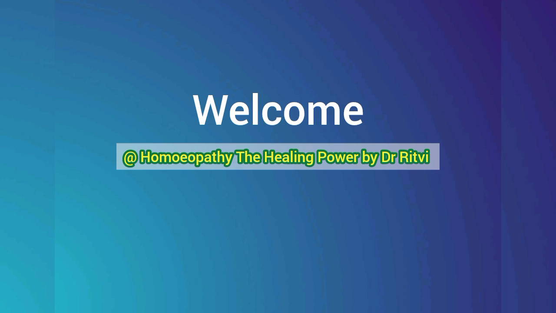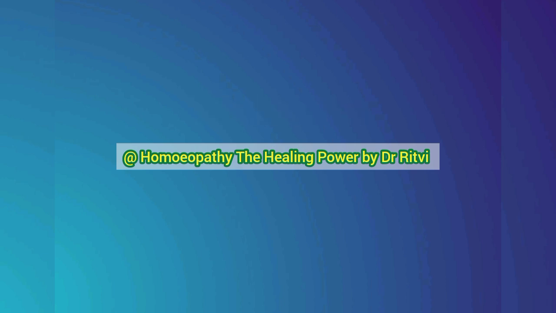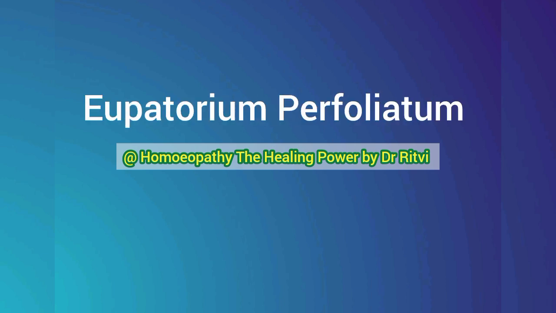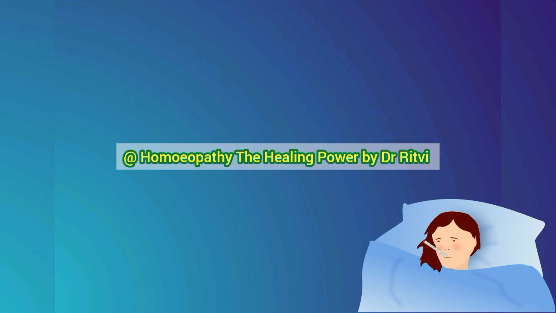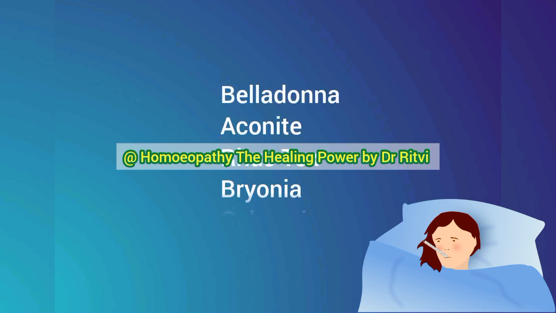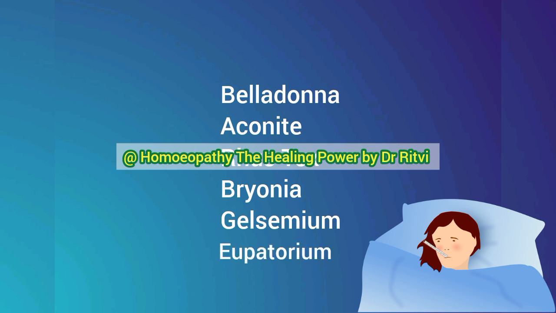Friends, in today's video, we are going to study homeopathic medicine Eupatorium Perfoliatum. Friends, in these days, viral fevers and dengue fevers are very common. In our homeopathy, we have many remedies for fever, that is belladonna, aconite, rhus tox, bryonia, chelidonium and many more, among which is Eupatorium Perfoliatum. Friends, Eupatorium is highly indicated for fevers.